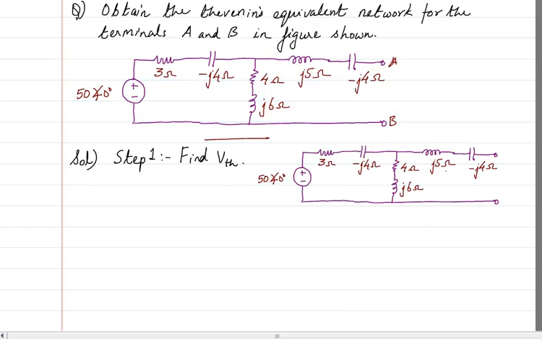So I have redrawn the circuit and let me write the voltage VTH here because that's what I want to find, and then I will write the current. Now one of the things that we can do, which I would recommend all of you to do, is that you redraw this circuit in such a way that it is very simple to see.